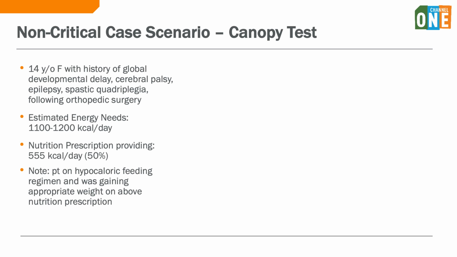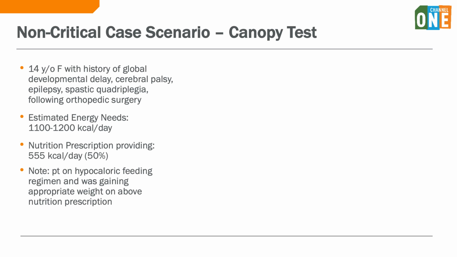For the second case, we have a 14-year-old female with history of global developmental delay, cerebral palsy, epilepsy, spastic quadriplegia, and GJ feeding tube dependence, who was admitted following orthopedic surgery for pain control. The course was complicated by a prolonged ileus post-surgery. She was started on parenteral nutrition, and with her past history of weight gain on a hypocaloric feeding regimen, IC was performed to evaluate REE.